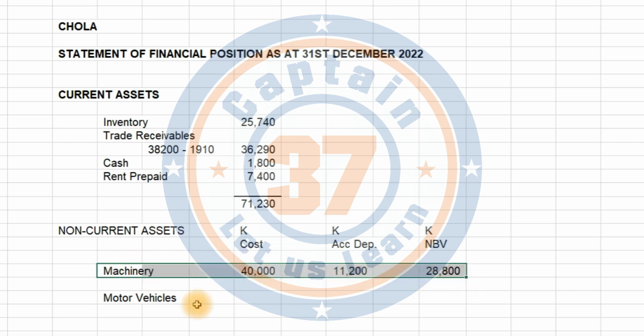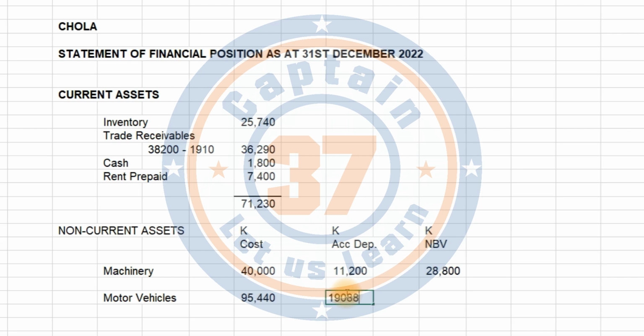We need to do the same for motor vehicle, and we have these subheadings here that we need to work with. So for motor vehicles, what was the total cost? We are told that the total cost for motor vehicles was 95,440. What was the accumulated depreciation? We look back at our statement of profit or loss, and we establish that the initial accumulated depreciation that we calculated for motor vehicles was 19,088 kwacha.